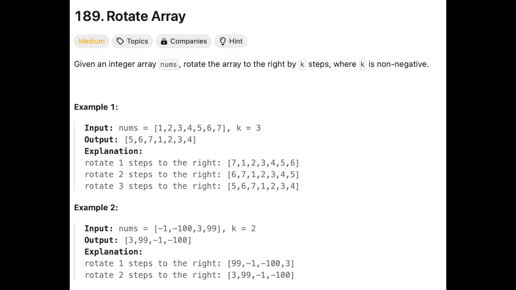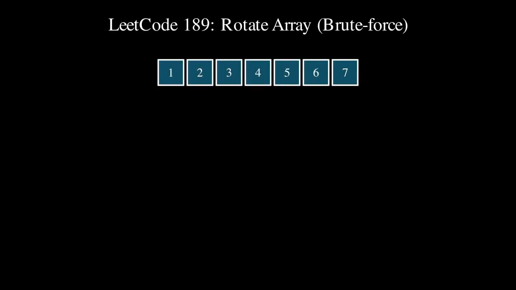So what does in place mean? It means we cannot use extra memory proportional to the array size n. In other words, we are only allowed to use a constant amount of additional memory. That means the space complexity must be O(1).